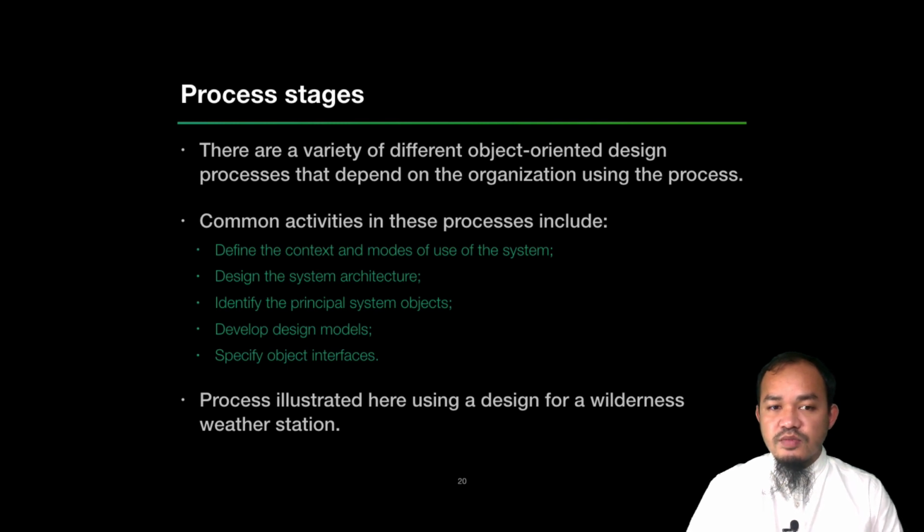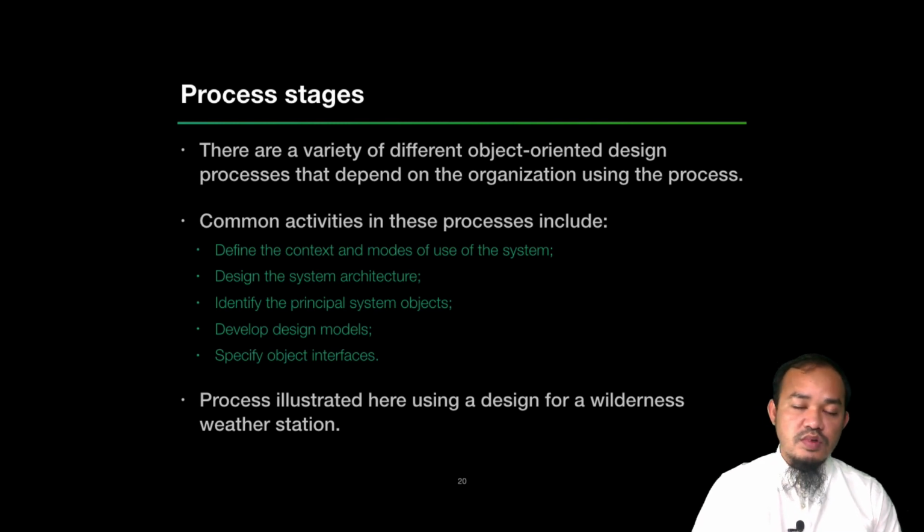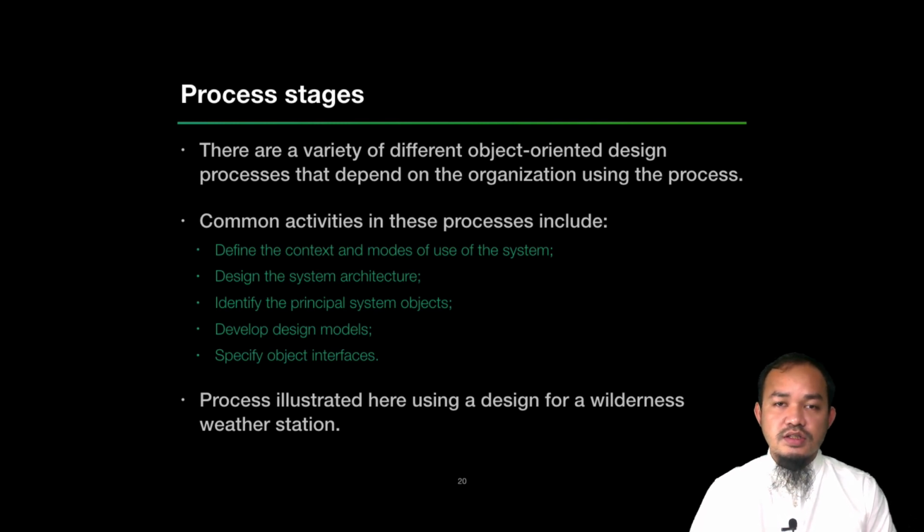The first is about the overview of the system, how the system is related to other systems. The second is about the architecture of the system: what architecture pattern or style you are going to use for that system. The third is to identify the objects: how many objects will be related to this system? There may be subsystems inside this system. Then develop design models, so there are many design models such as activity diagrams, class diagrams, and so on. And the last one is about specifying object interfaces.